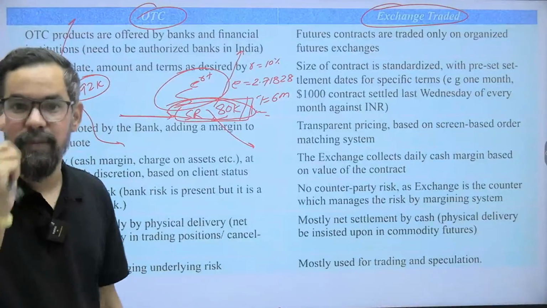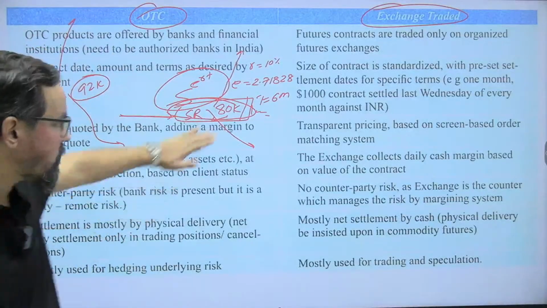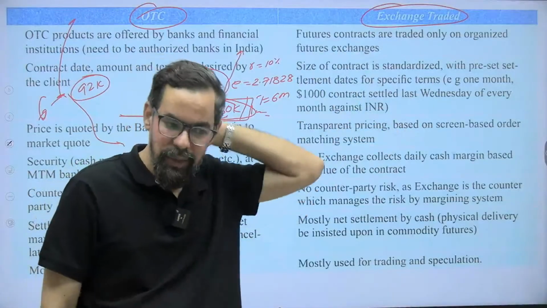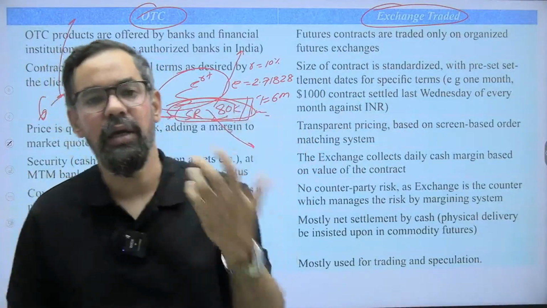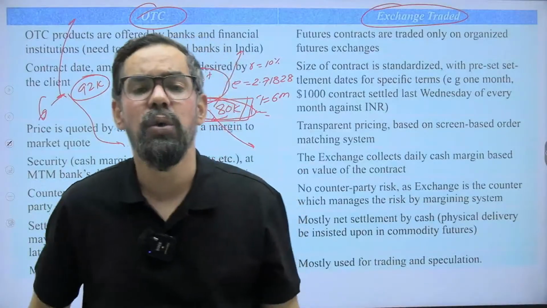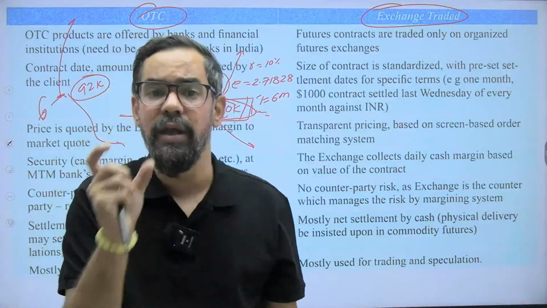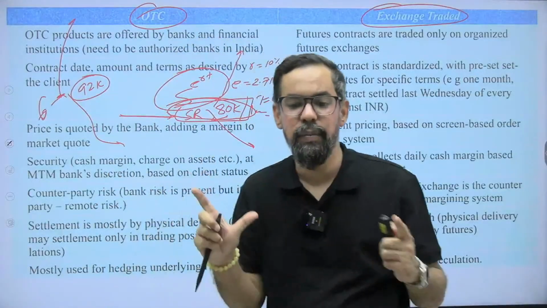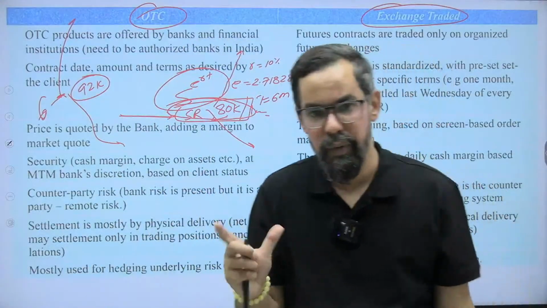Forward and swaps are OTC contracts, and futures and options are exchange traded. Exchange traded means they generally get traded on recognized stock exchanges, right? So that means they are standardized products. Everything is decided by the exchange except their prices. Prices are generally market driven, by demand and supply.